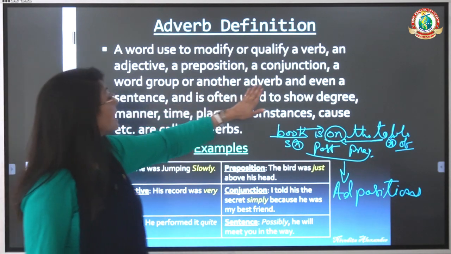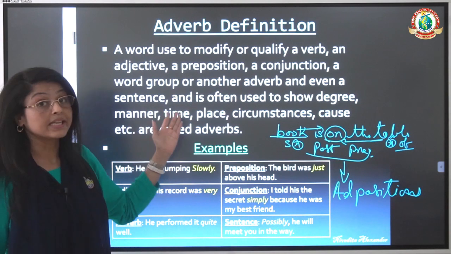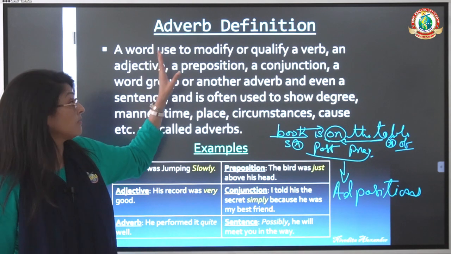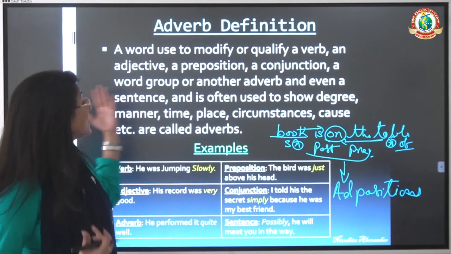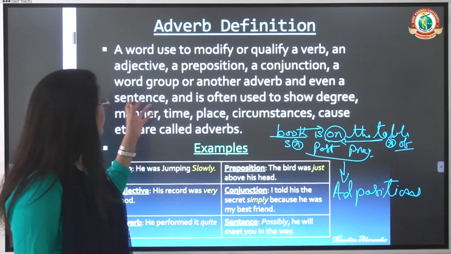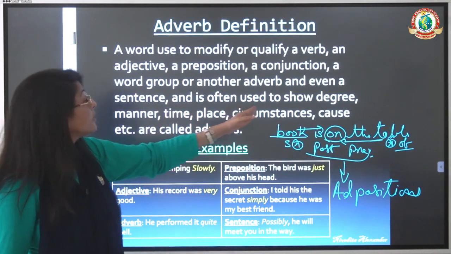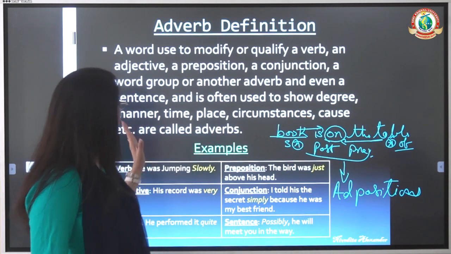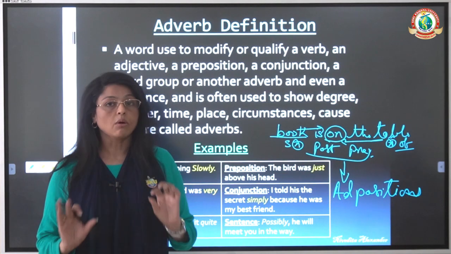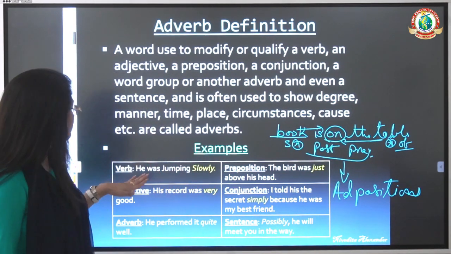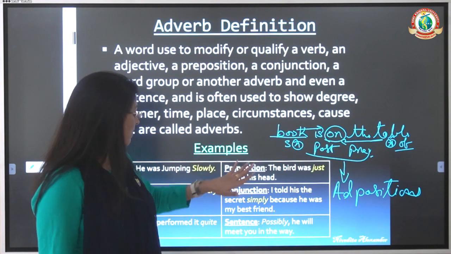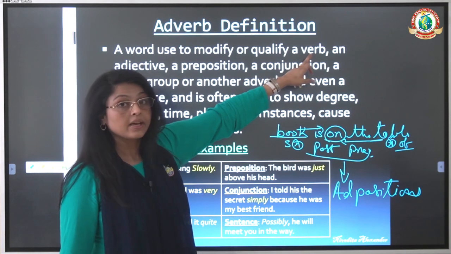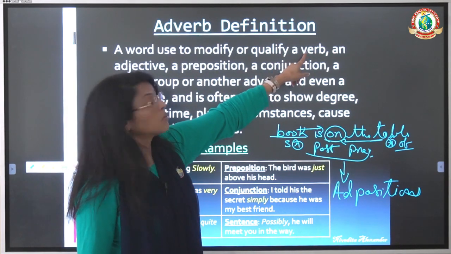An adverb can modify a word, a group of words, another adverb, or even a sentence. So it could be anything. It could be a verb, adjective, preposition, conjunction, a complete group of adverbs, or it could even be a sentence, and it is often used to show degree, manner, time, place, circumstance, cause, etc. All these are called adverbs. For example, how can it work? I have made a complete table here to explain how it works differently. How an adverb qualifies a verb.